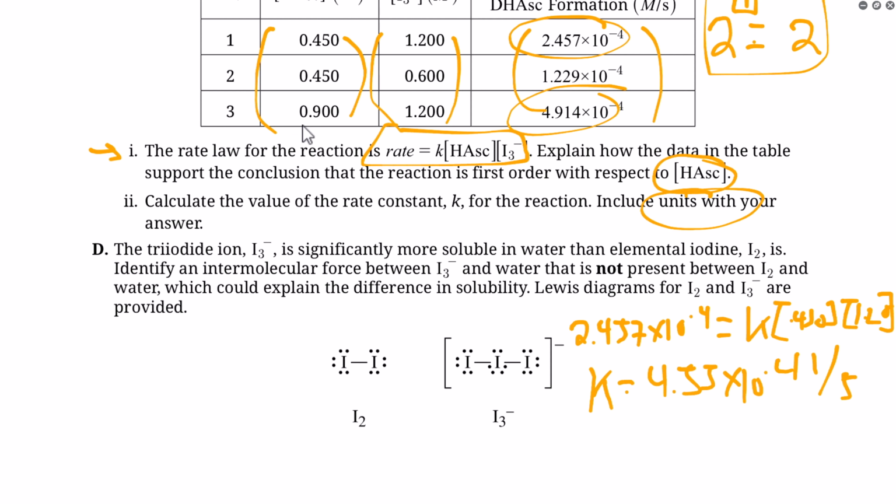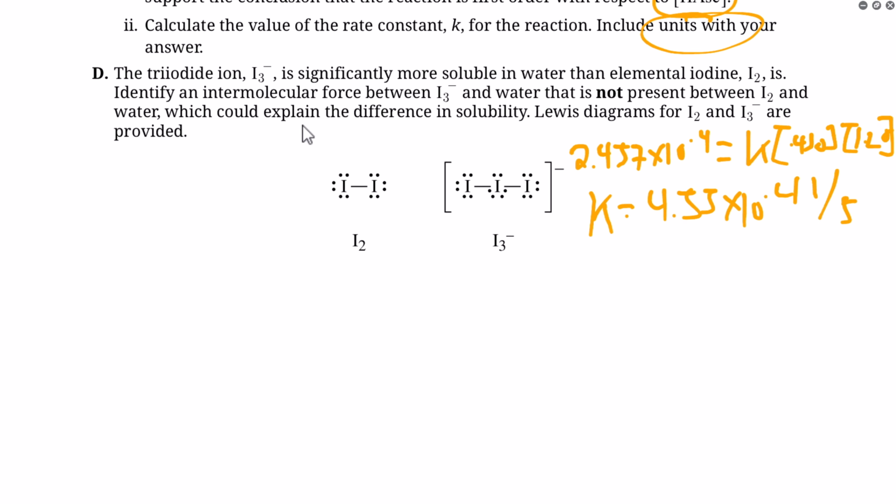Next question. The triiodide ion is significantly more soluble in water than elemental iodine is. Identify an intermolecular force between I3- and water that is not present between I2 and water that could explain the difference in solubility. So if we just kind of break each of these down, I2 is a nonpolar molecule, right? Something bonded to itself, so it only has London dispersion forces.